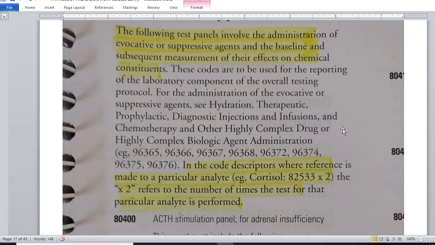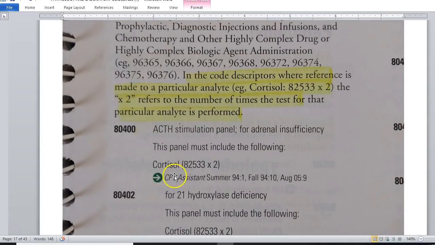Now, in the code descriptor, where the reference is made to a particular analyte, like cortisol 82533 times 2, the times 2 refers to the number of times the test for that particular analyte is performed. So let's look down here. Okay, so 80400 ACTH stimulation panel for adrenal insufficiency. So we're doing cortisol, which normally in the book would fall under code 82533 times 2.